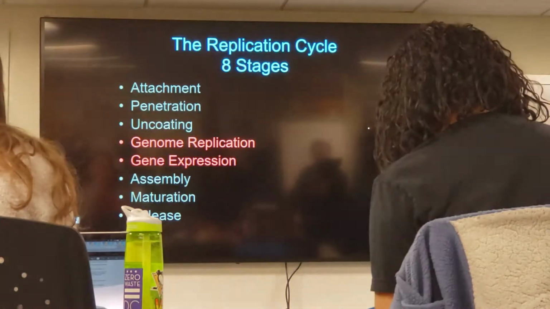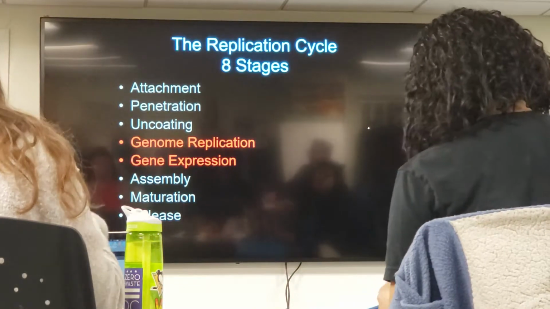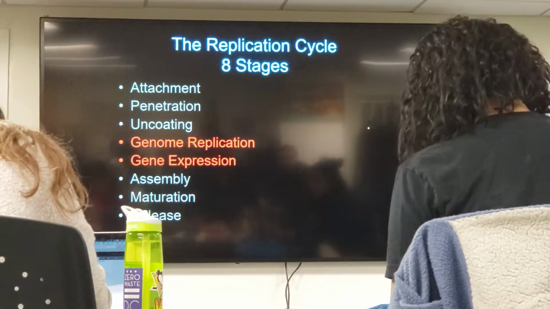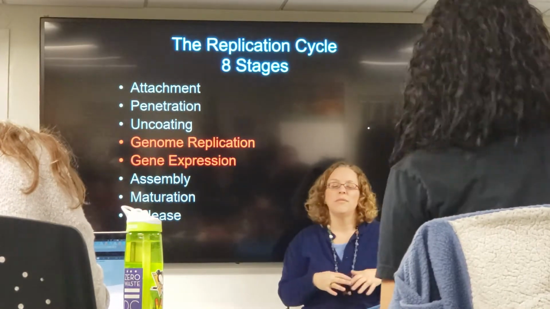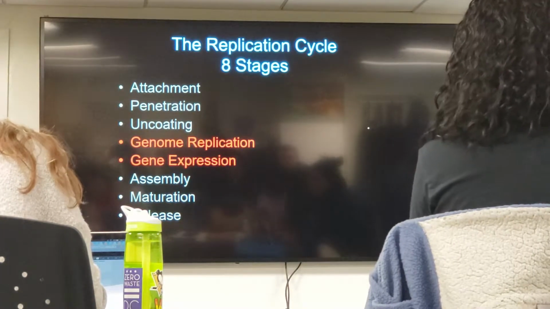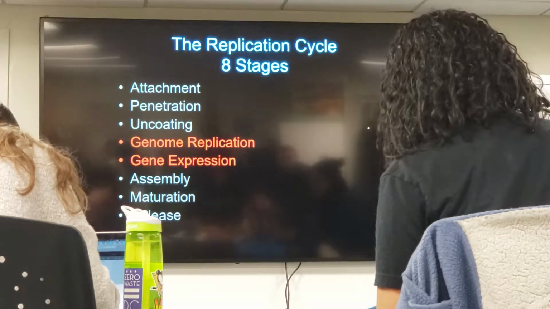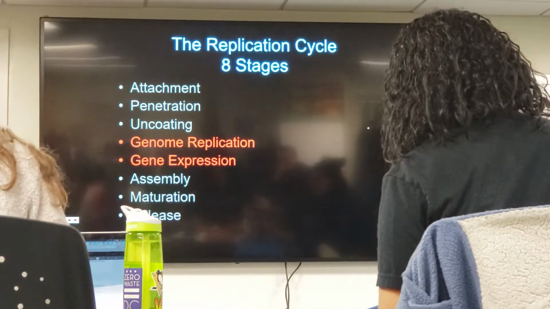All right. That brings us to genome replication and genome expression. These are the two phases that I'm going to gloss over today because these require a lot of processing and thinking about how different viruses do it. So I want to try and just get through the 8 stages today. I'm going to come back to these later this week.